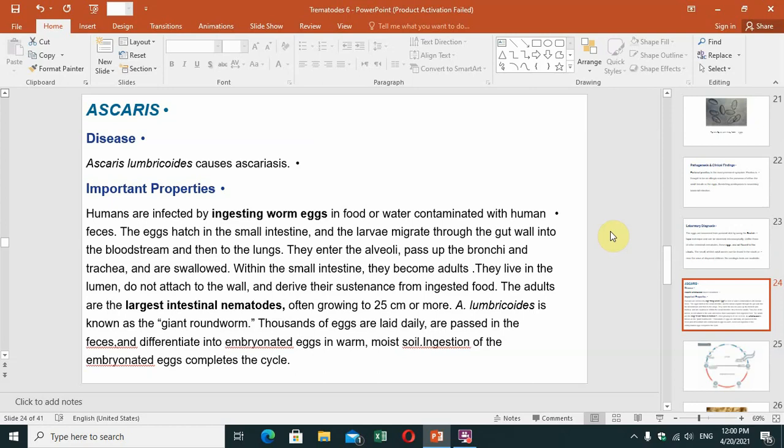When the egg is ingested, it hatches first in the small intestine and releases the larva. This larva penetrates the small intestine wall and is transported with the bloodstream to the lung, and stays inside the alveoli of the lung, where it undergoes a type of development with several stages.